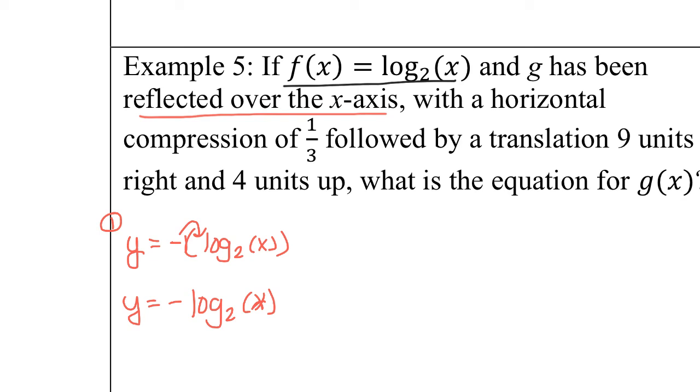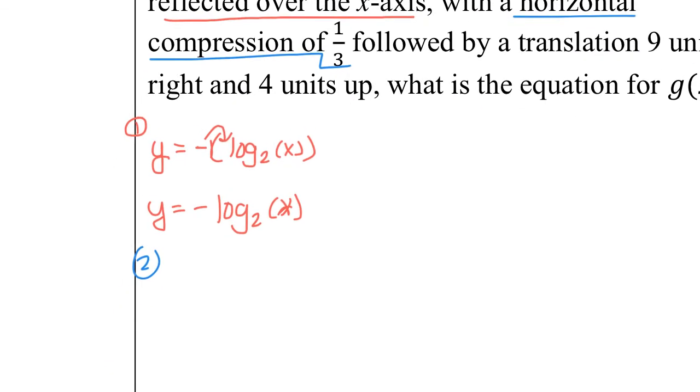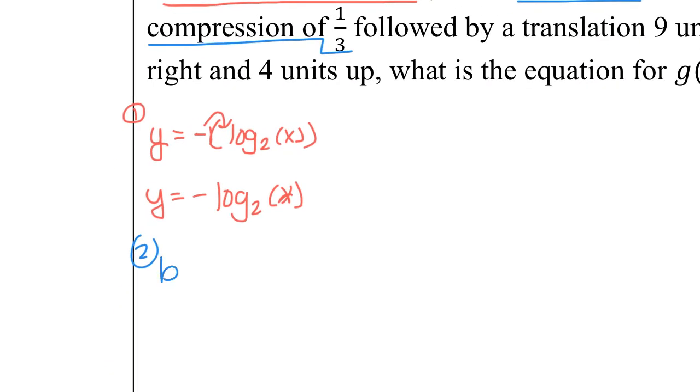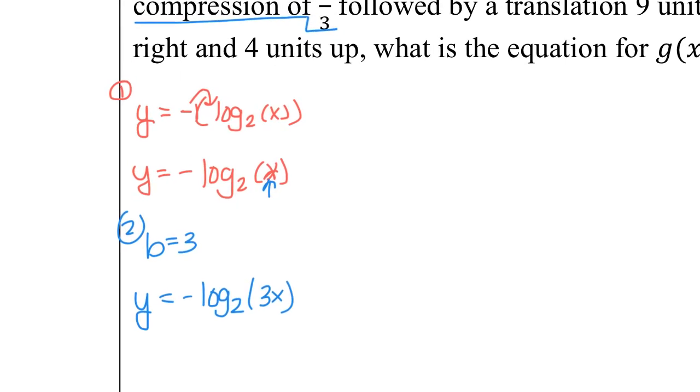Okay, then the next thing it says was a horizontal compression of 1/3. So horizontally compressed is your b value, and we need to flip it. So b is actually a 3. So since it's horizontal, it goes inside here with x. So y equals negative log base 2 of 3x. And there's nothing to distribute or simplify.